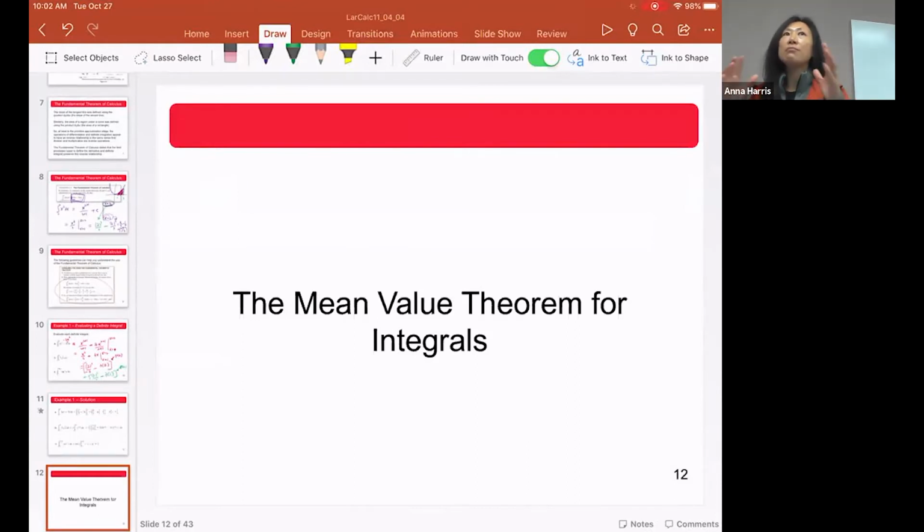Okay, what does mean mean to you? Mean means average, right? So the mean value theorem means I can find the average height and multiply by the width. It gives me a rectangular area. The rectangular area will be sufficiently close to the real area under the curve. That's what the mean value theorem means.